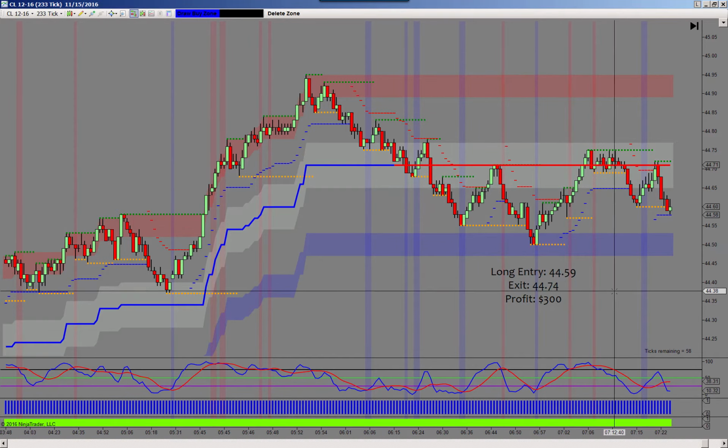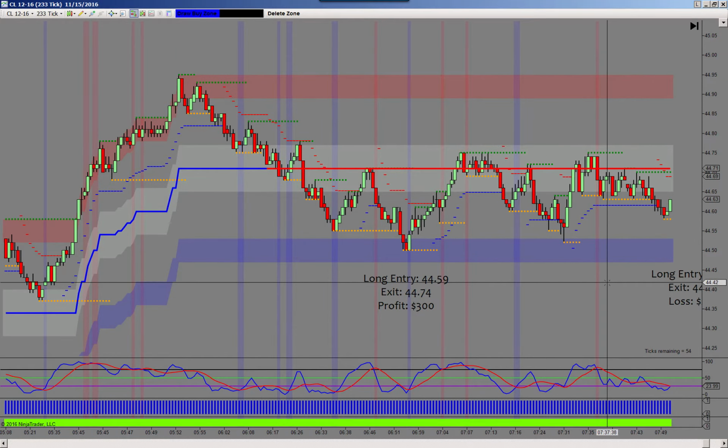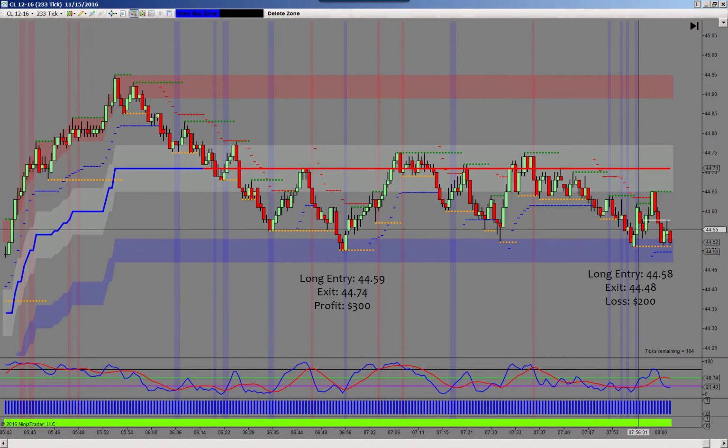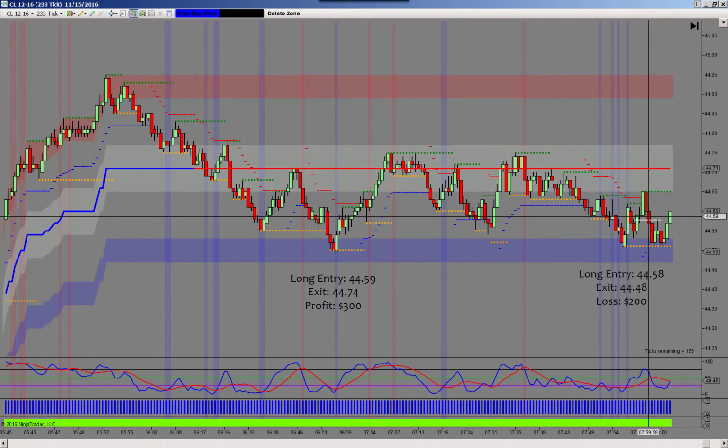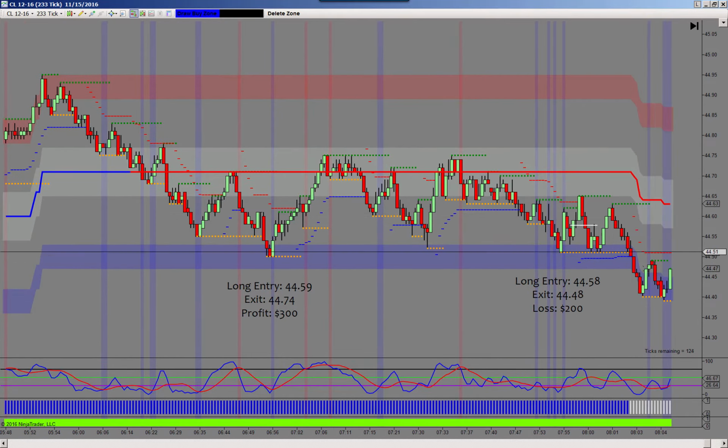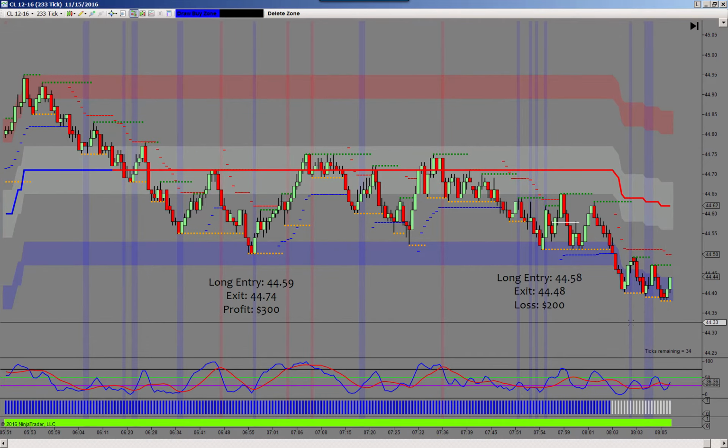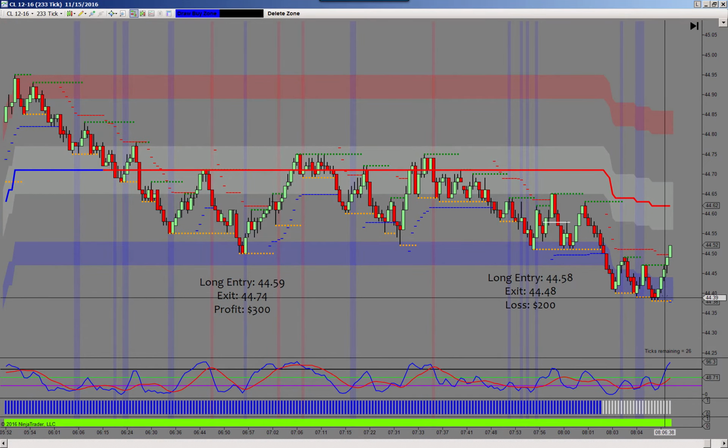I decided to go all in, all out on this trade. Got my target, and then they came down. Then I had another entry that popped in here, and this trade ended up being a loser. On this trade, I was able to move my stop some, therefore cutting a little bit of risk in the trade. So instead of losing 15, I only lost 10. So I made 300 here. I lost 200 here.